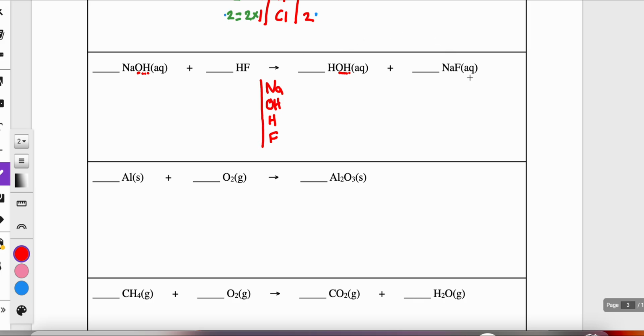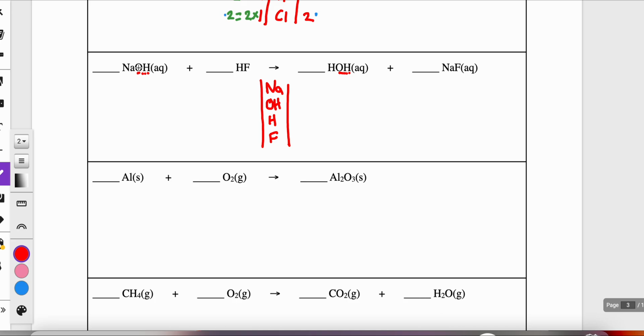Now when I take a look on the other side, I see in the first substance there is an H that is bonded to an OH. So they're both present on the left hand or on the right hand side. And then I also see an N and an Na and an F. I'm going to do my quick count.